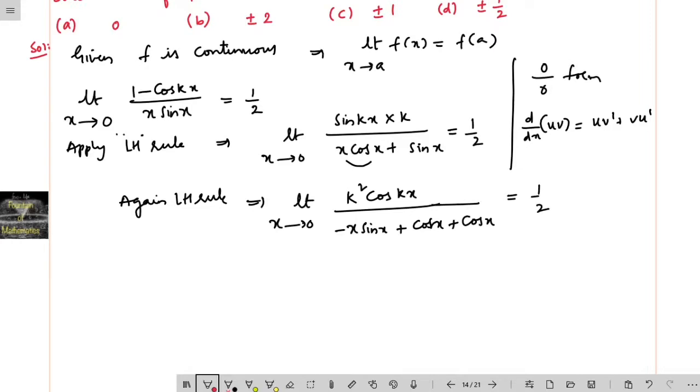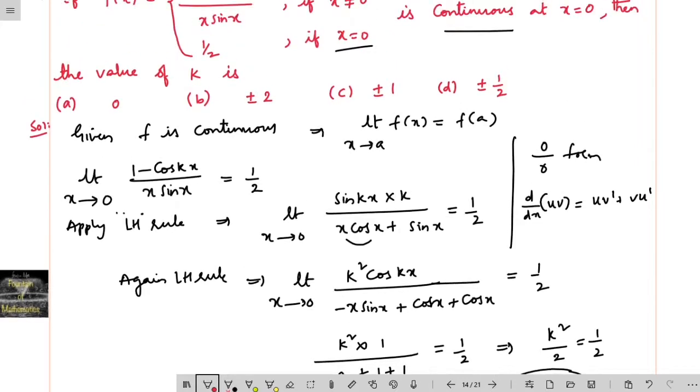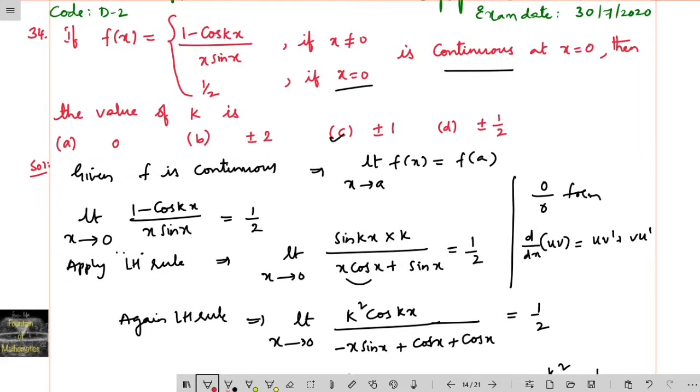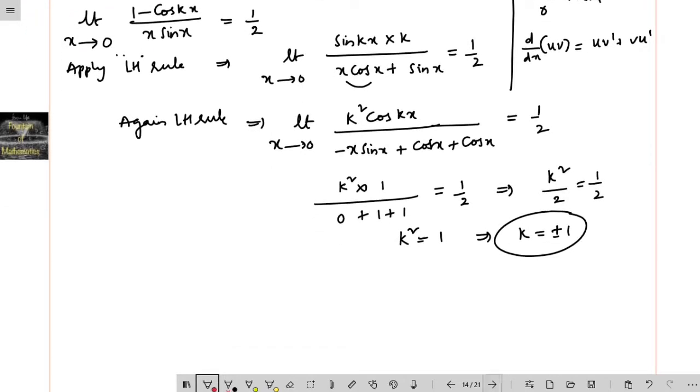I think now we are not getting 0 by 0. We can substitute x is equal to 0. K square into cos 0 is 1, divided by this is 0 plus cos 0 is 1 plus 1, which is equal to 1 by 2, or we can write k square divided by 2 is equal to 1 by 2. That is k square is equal to 1, or k is equal to plus or minus 1. So which option? K is equal to plus or minus 1, option C. Right? So we'll see the next question.